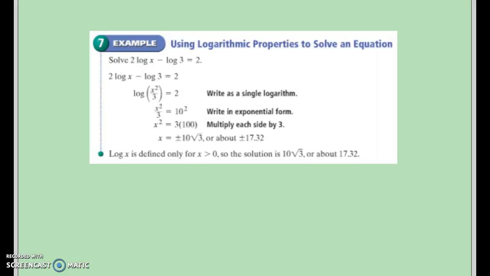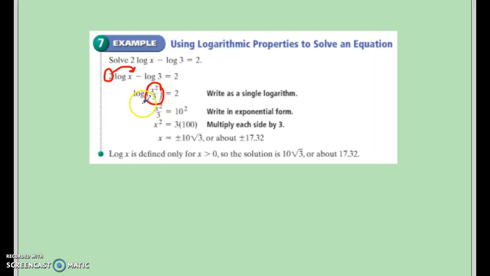So we're going to be using now the logarithmic properties to solve an equation. So I'm given this kind of big one: 2 log x minus log 3 equals 2. So the first thing I need to do is write this as one single logarithm, right? So I see here I've got this 2 out front, and I don't like that out there, so I will need to turn this into an exponent. Then I see I'm subtracting, so I'm going to use my quotient property to get that. So now that I have one single logarithm, I can write this in exponential form.